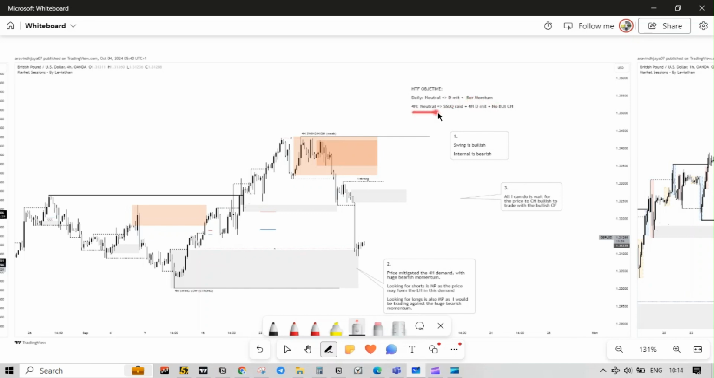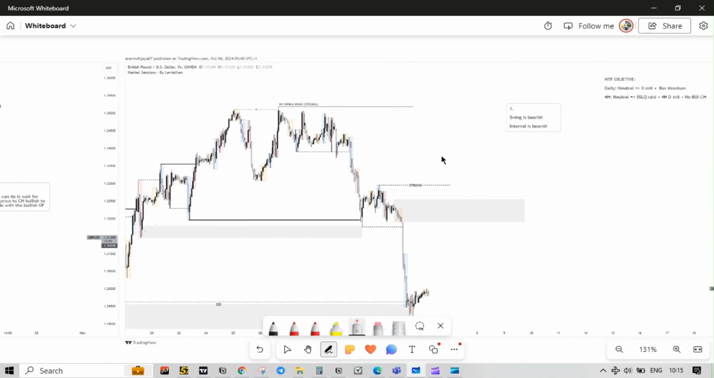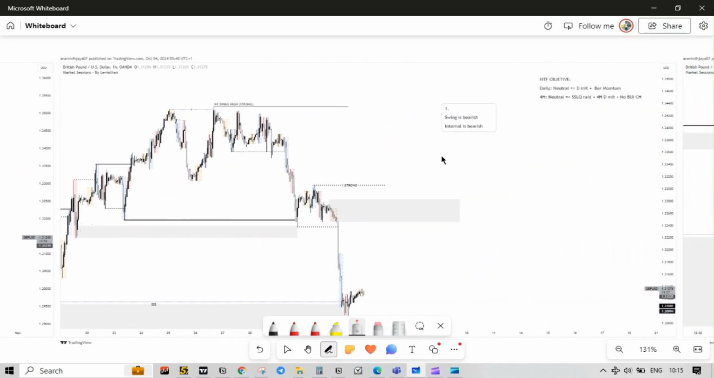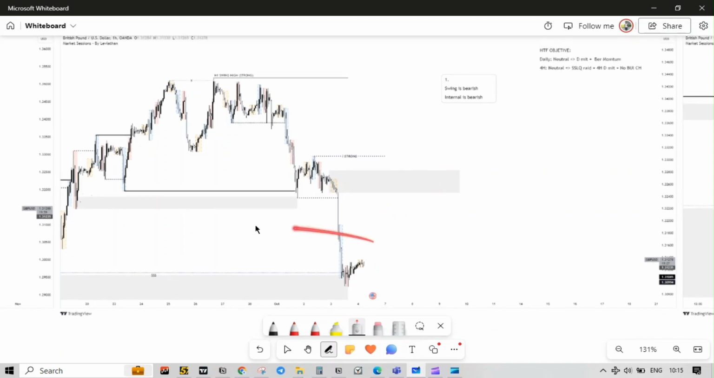What about the 4 hour time frame? The sell side liquidity has been taken out. Price mitigated the 4 hour demand, but no bullish shock. So that is a big concern. So both neutral. What I can do if both are neutral is just stick to the medium time frame order flow, and if you have a clean setup, just take the trade. That's it. So this is what the H1 looks like.